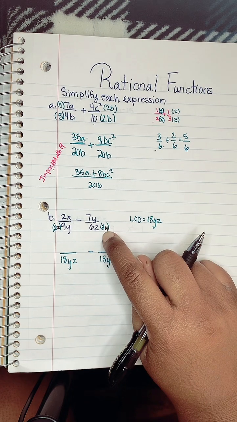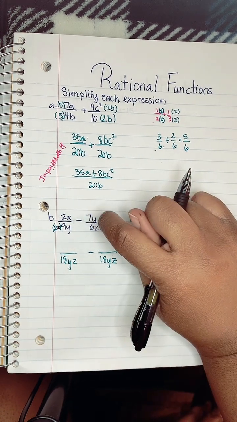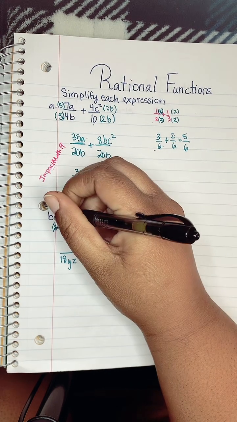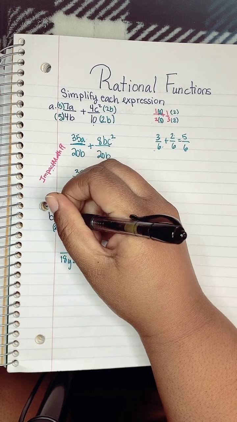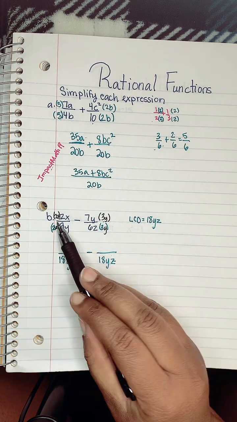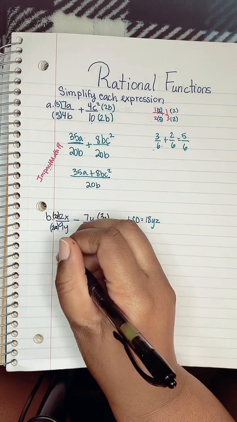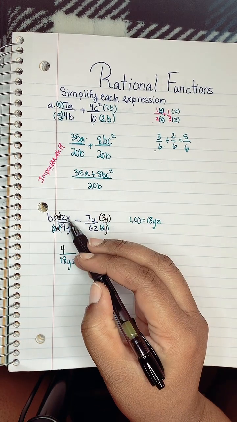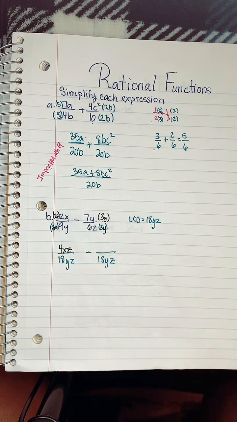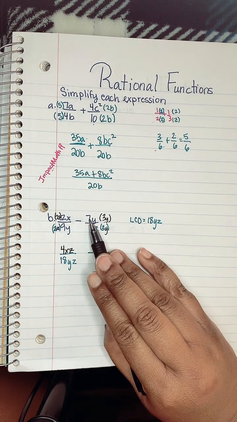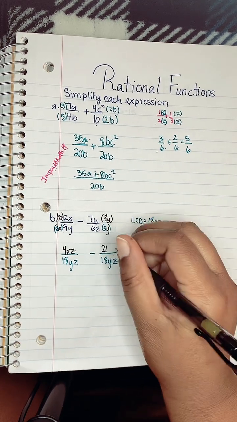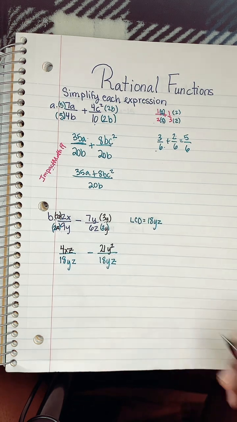What we do to the bottom, we must always do to the top. So this has to be 3Y up here. And this has to be 2Z up here, okay? So now we can do 2 times 2 is 4XZ. Just put the letters together, okay? 7 times 3 is 21. And then Y times Y is Y squared.